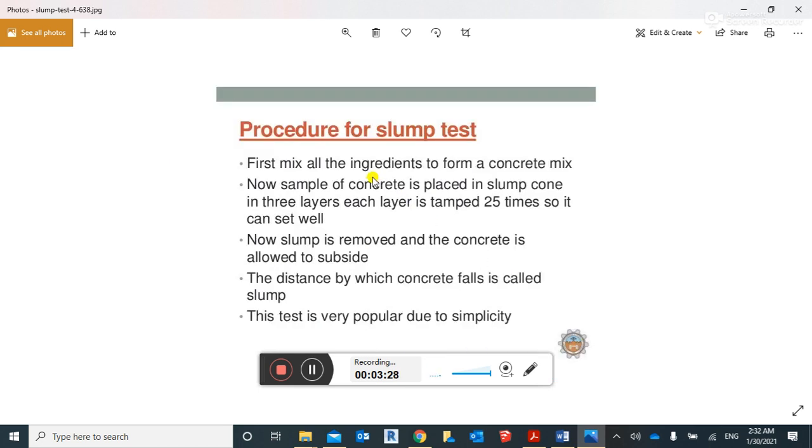Guys, the procedure for performing the slump cone test: first, mix all the ingredients to form a concrete mix. A fresh sample of the concrete is placed in the slump cone in layers. Each layer is tamped 25 times so it can set well. Now the slump cone is removed and the concrete is allowed to subside. The distance by which the concrete falls is called the slump. This test is very popular due to its simplicity.